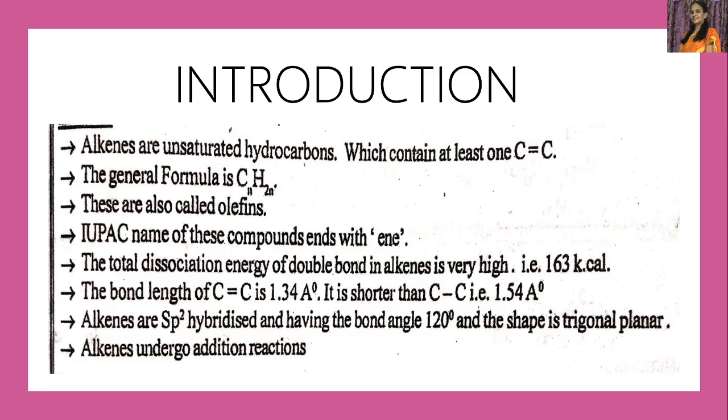The carbon atoms at the double bond are sp2 hybridized and have a bond angle of 120 degrees. The shape of the molecule is trigonal planar, or triangular planar, according to sp2 hybridization. And generally alkenes undergo addition reactions because of the presence of the pi bond, whereas alkanes undergo substitution reactions.